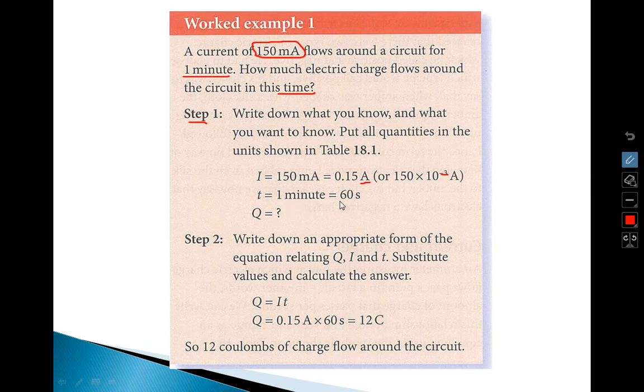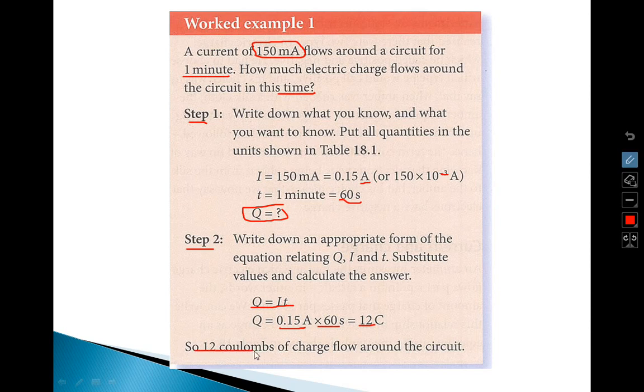1 minute is equal to 60 seconds. So we need to find Q: how much electrical charge flows around the circuit in this time. Step 2, we write down the equation of the relation between Q, I and T, and then substitute the values in this formula. So Q is equal to I times T. Q is equal to 0.15 ampere times 60 seconds, which is equal to 12 coulombs.